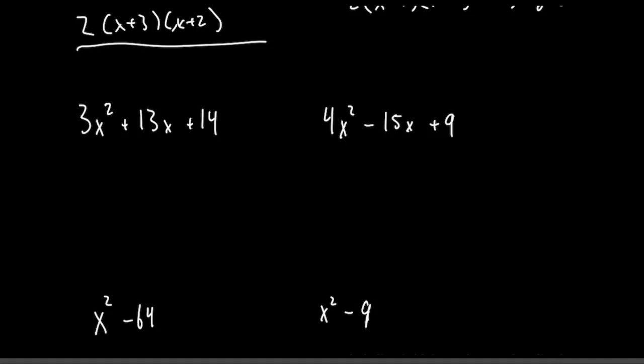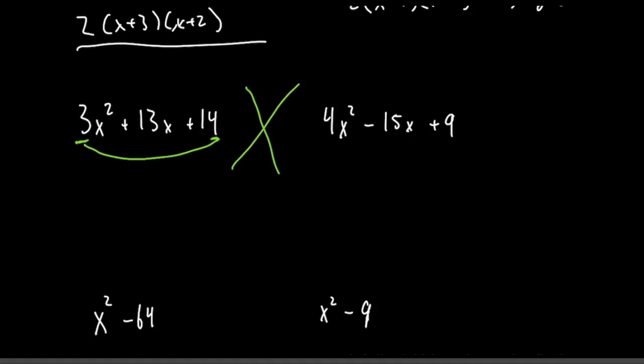Now, since there is no common factor, we're going to have to use another method. In this method, we're going to multiply the leading coefficient to the end term. So 3 multiplied by 14 is 42. Let's set up our chart.